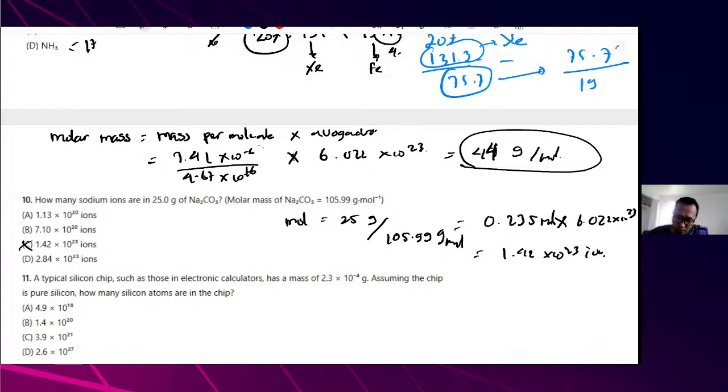Good. How many sodium? Sodium, remember, sodium is 2. So it should be this one, T. Okay, sorry, this one is for 1. If 2 Na, it should be 1.42 times 2, so it should be 2.84. Good.